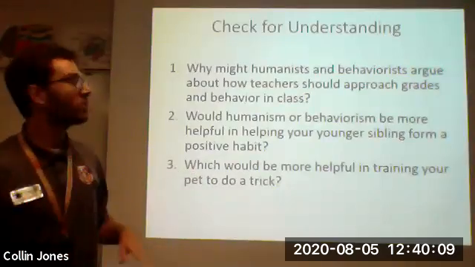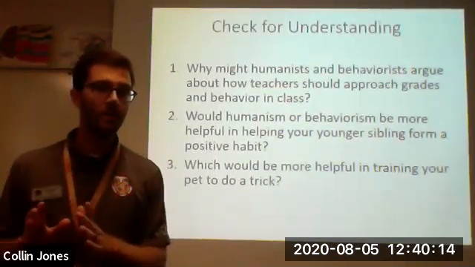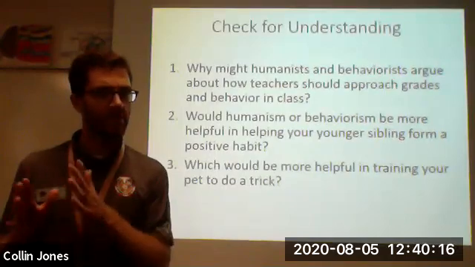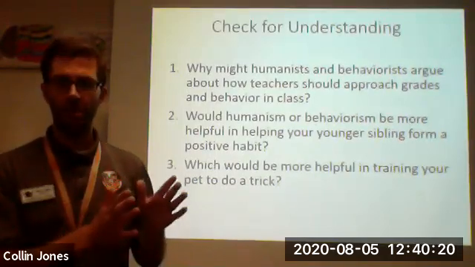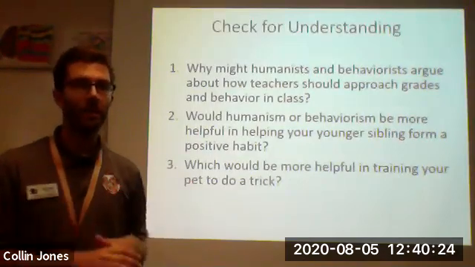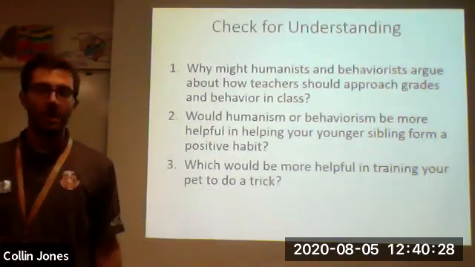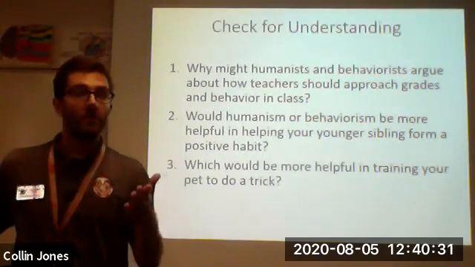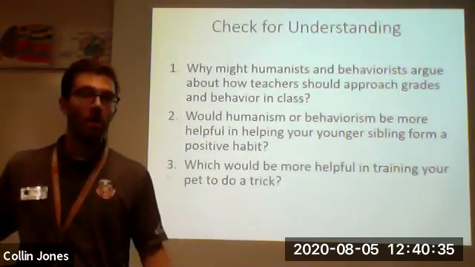Number two, if you're trying to help your younger sibling form a positive habit, do you want to use humanist ideas, unconditional positive regard and Maslow's hierarchy of needs? Or do you want to use behaviorist ideas, rewards and punishments and training and experimentation? What would be more helpful? Number three, what about if you have a dog or a cat that you're trying to teach a trick? You can't really teach cats tricks, but if you're trying to teach a pet a trick, would you want to use behaviorism or humanism? We'll go over these together.